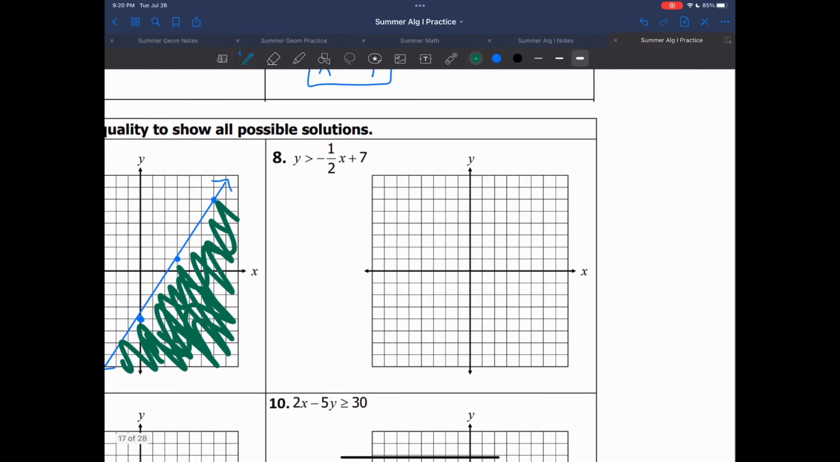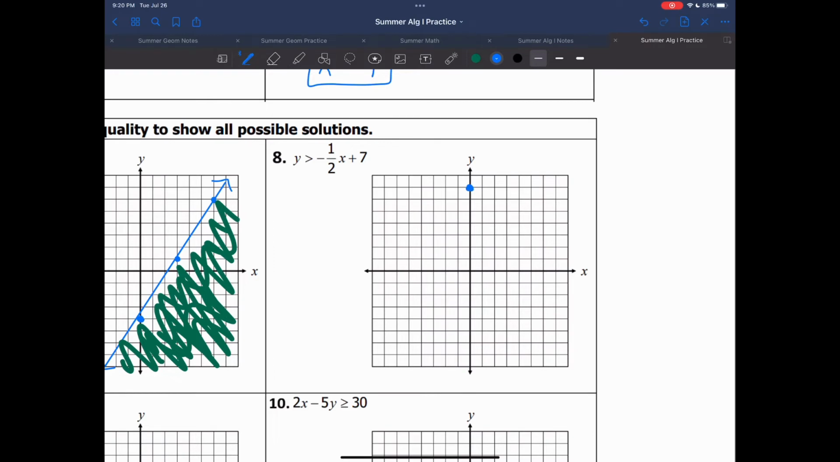Okay, let's take a look at number 8. Again, this one's already in slope-intercept form, meaning the y is all by itself. So we're good to go there. Let's go ahead and graph it. So let's start with our positive 7. So up 1, 2, 3, 4, 5, 6, 7. So I'm going to make my y-intercept right here.